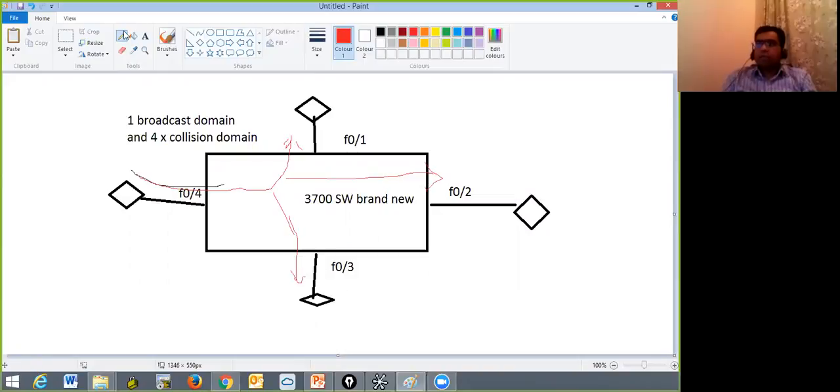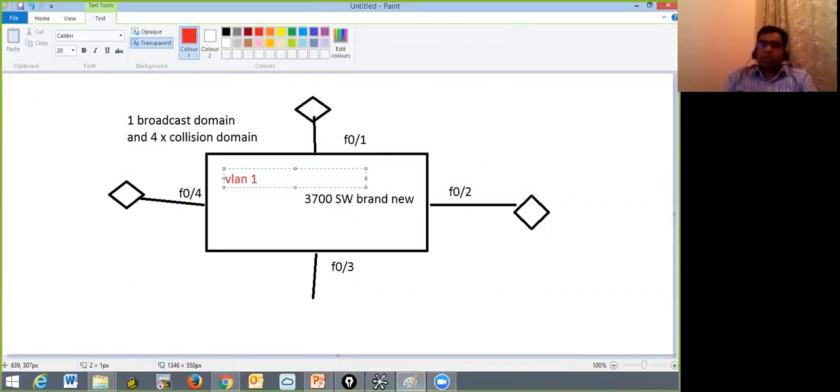Now tell me the solution where I can create more broadcast domains. Guys, excellent. Ali, thank you very much. Ali said we create more VLANs. So by default, when you buy a new Cisco switch, which VLAN is on the switch by default? Excellent, VLAN 1. So it means all the ports are in VLAN 1.